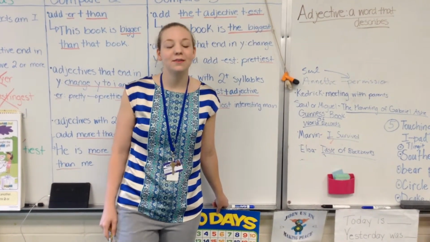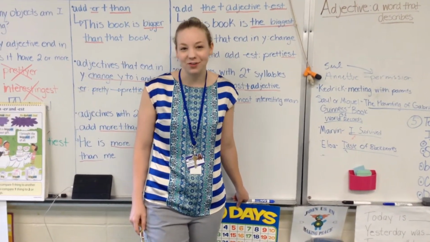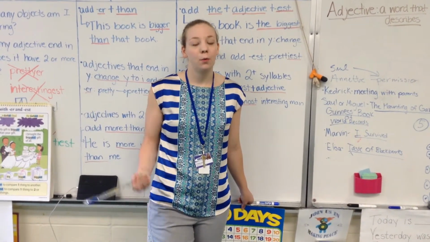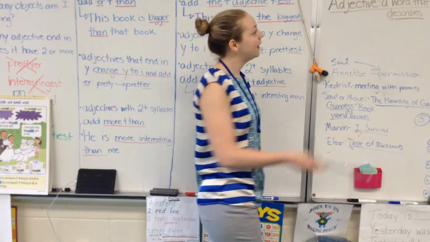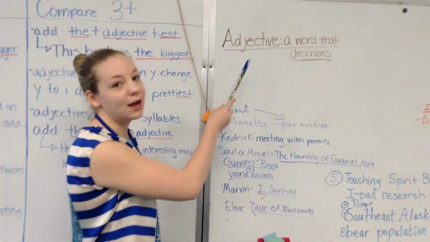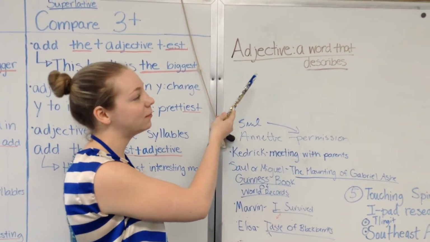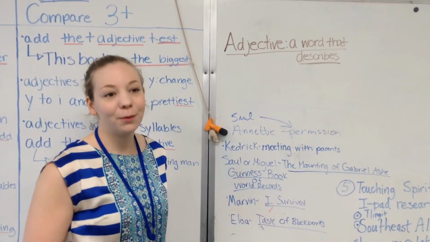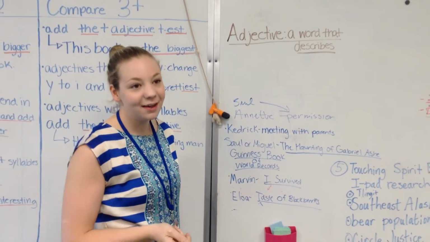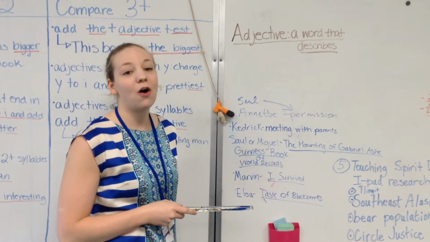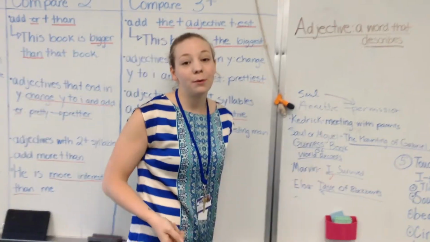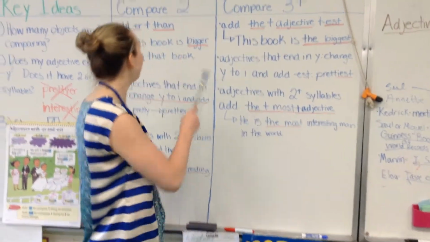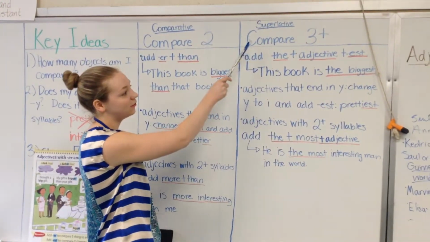Okay, today we are going to talk about comparative and superlative adjectives. But before we start with all of that, I just want to review. What is an adjective? An adjective is a word that describes. So if we try to think of some examples of adjectives: big, small, purple, fun, pretty. We use adjectives in English all the time. And one way we use them is to compare two or more objects. These are called comparative adjectives and superlative adjectives.